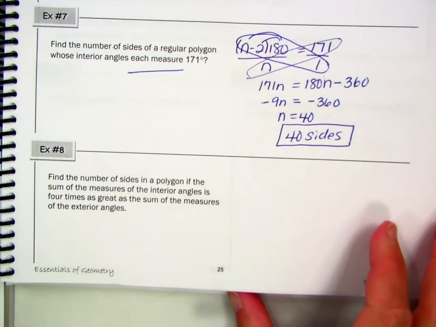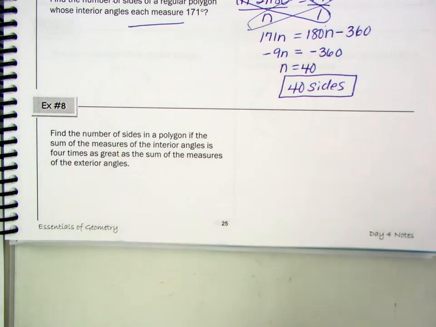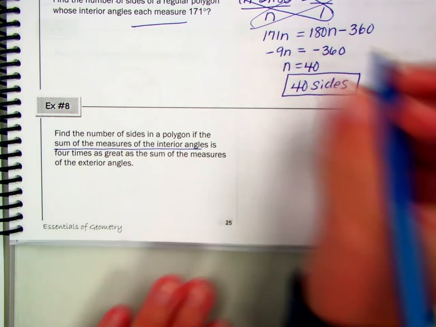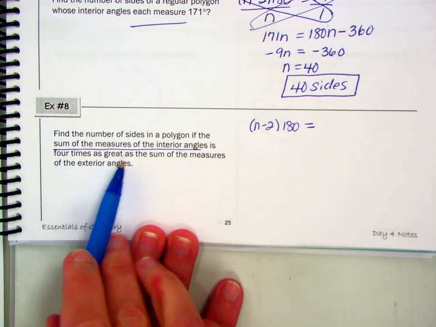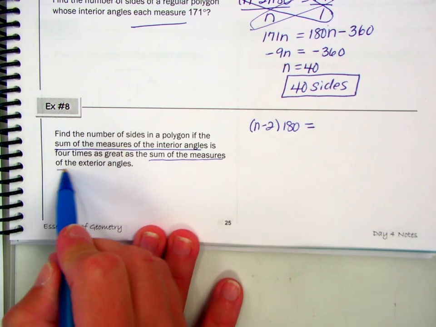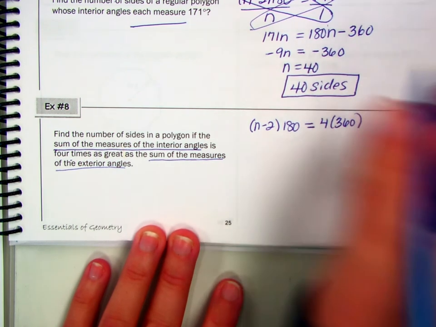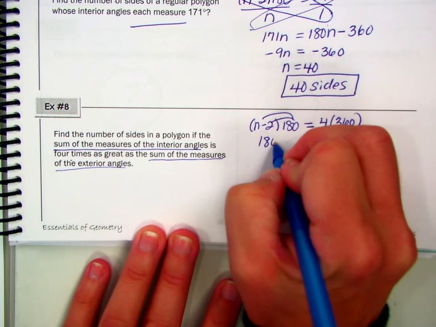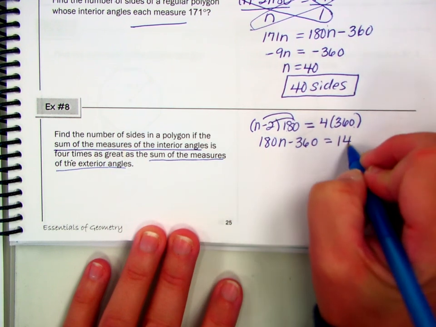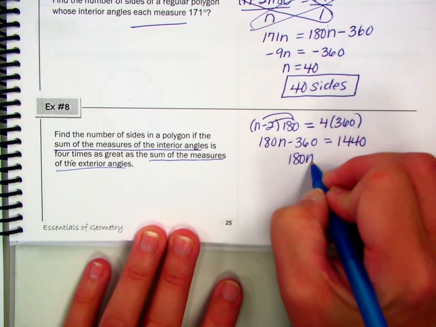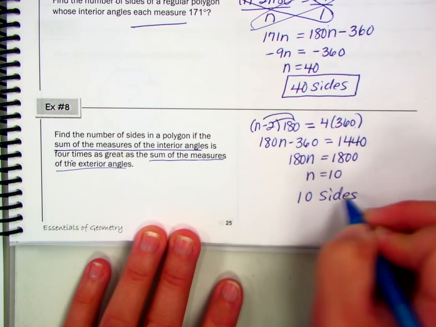And last, find the number of sides in a polygon if, so we're going to have an equation where we're solving for n again, if the sum of the measures of the interior angles. So in finding n, that formula, sum of the interior angles is n minus 2 times 180. Is your equal sign 4 times as great as the sum of the measures of the exterior? Well, all the exterior angles in any polygon always add up to 360. So 4 times as great as that would be 4 times 360. So I'll go ahead and distribute again. I don't have to. There's another way to do it. I could start by dividing this product by 180. So 180n minus 360 equals 1,440. Add the 360 over, we get 180n equals 1,800. Divide by 180 and we get n is 10. So it has 10 sides.